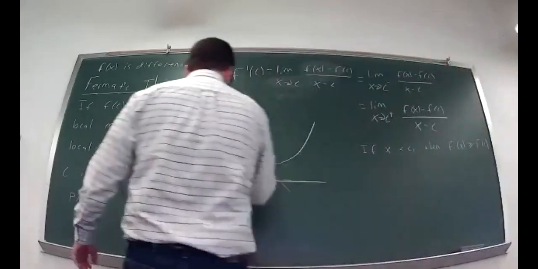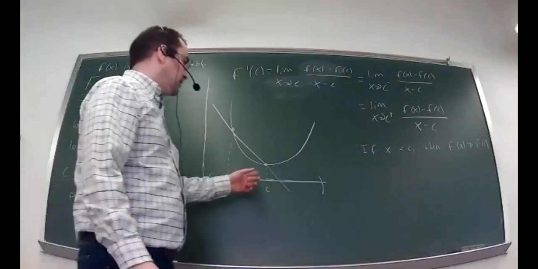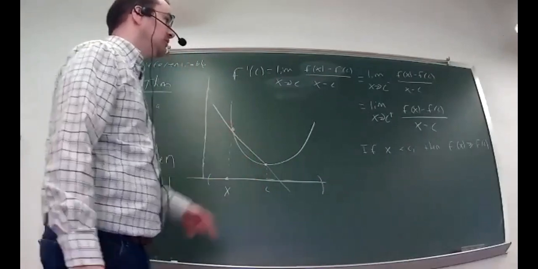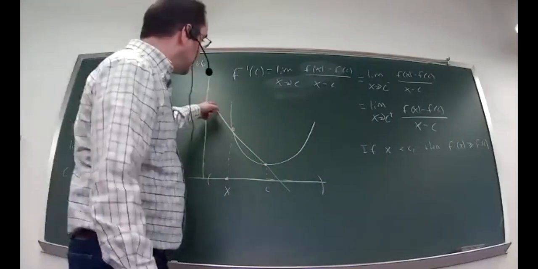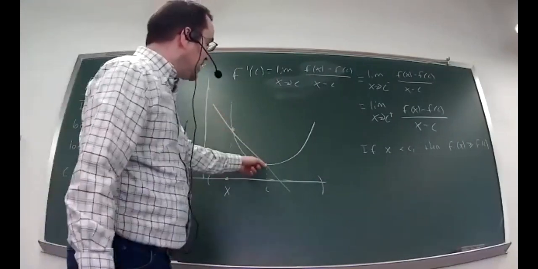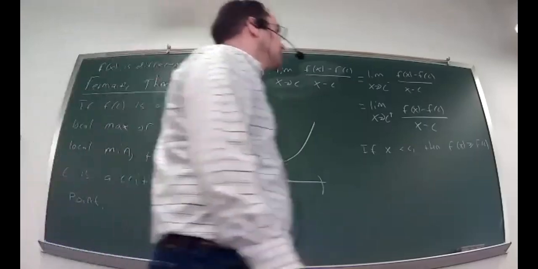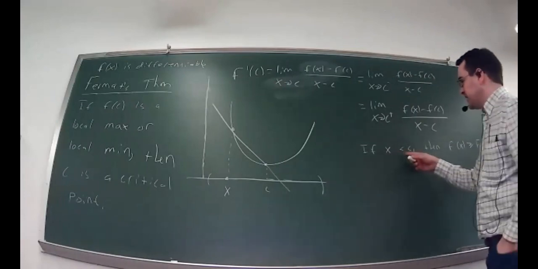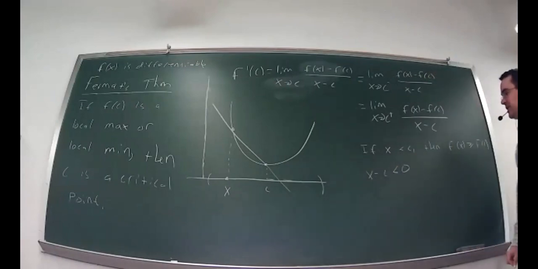It means that there's some small interval around C such that f of C is the smallest point. f of C is less than or equal to all the other points. And so that means that the slope of this line has to be less than or equal to 0, as indicated in the picture. And how do you show that analytically? So if x is less than C, then x minus C has to be less than 0.